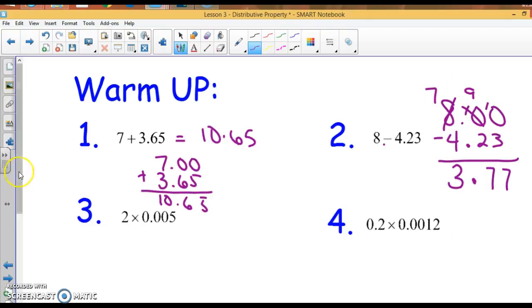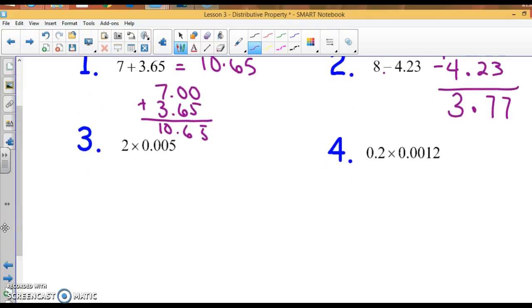Now, when you are multiplying decimals, remember, multiply the numbers. So, 2 times 5 is 10. And then I count the number of decimal places that I need. 1, 2, 3. And then put your decimal point. All right, this one: 2 times 12 is 24. And I've got 1, 2, 3, 4, 5 decimal places.